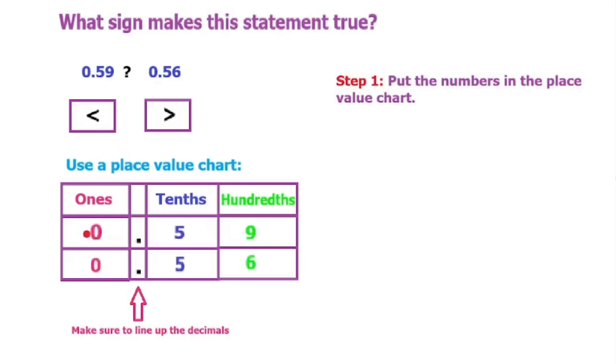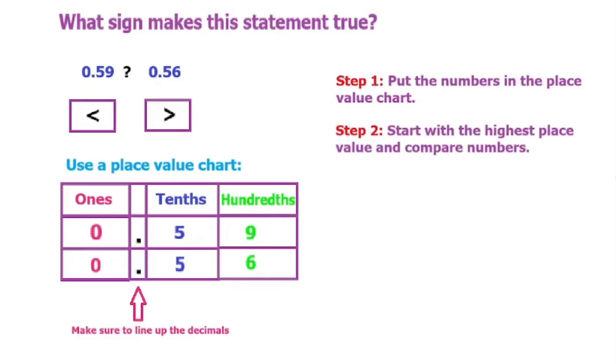So here's the 0.59 and here's the 0.56. So this makes it easier for us to compare the numbers. And we start with the highest place value and you start comparing the numbers. So the highest place value for this one is the ones. So you start from the left and work your way towards the right. So you work this way when you do your comparison.